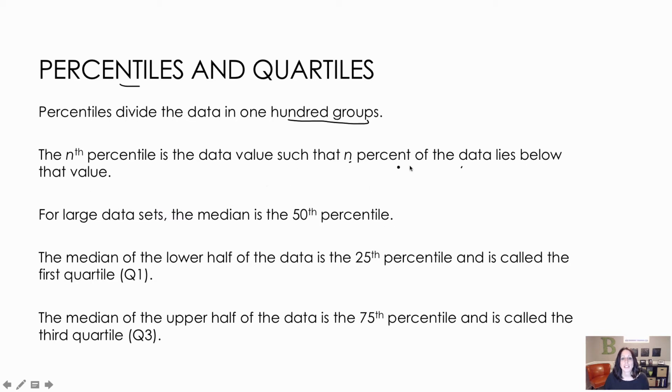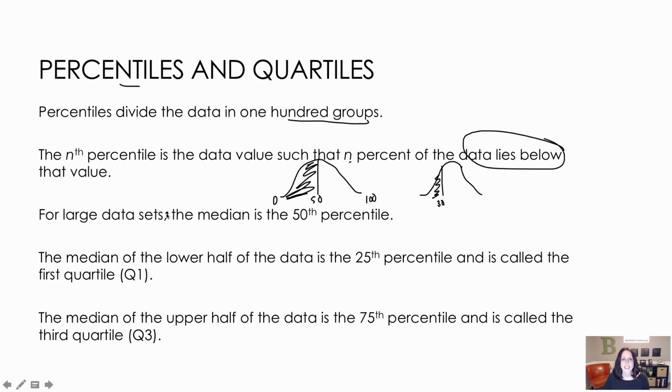So if I'm dealing with, say, a normal curve, which we'll do a lot in this class, looking at the 50th percentile would mean that half of my data is to this side. Looking at the 30th percentile would mean that 30% of my data is to the left side. So it's important that it lies below. It's less than that value.